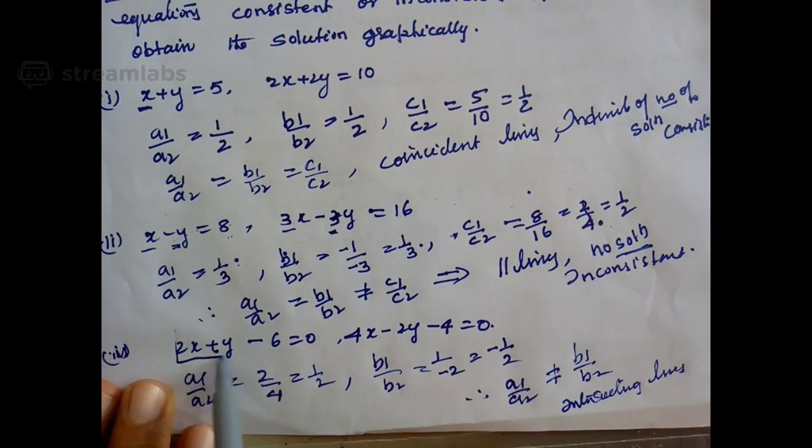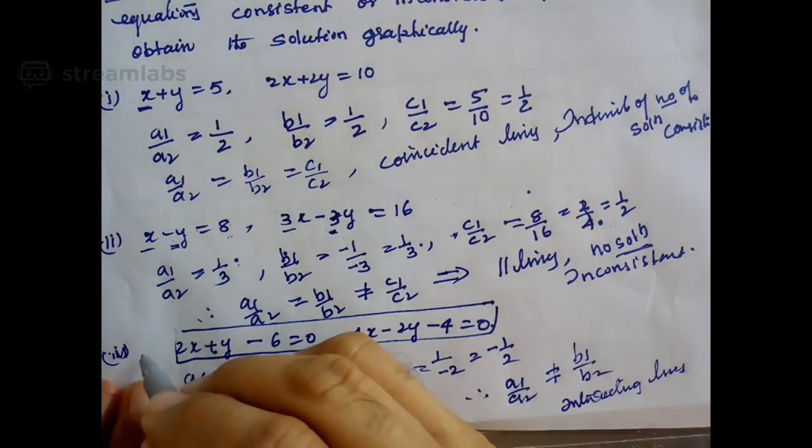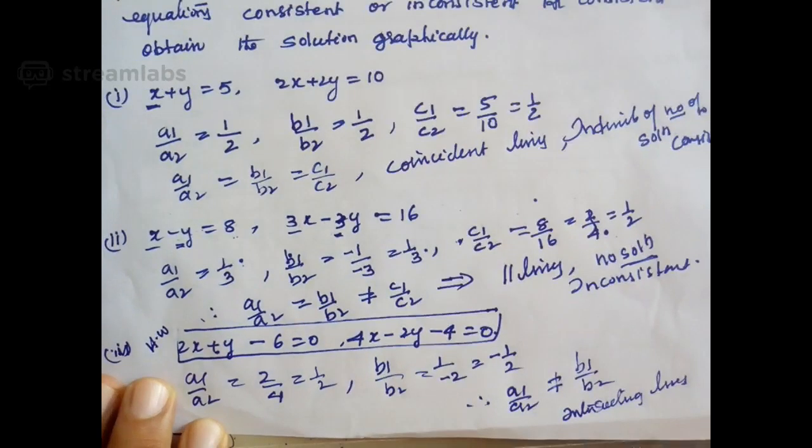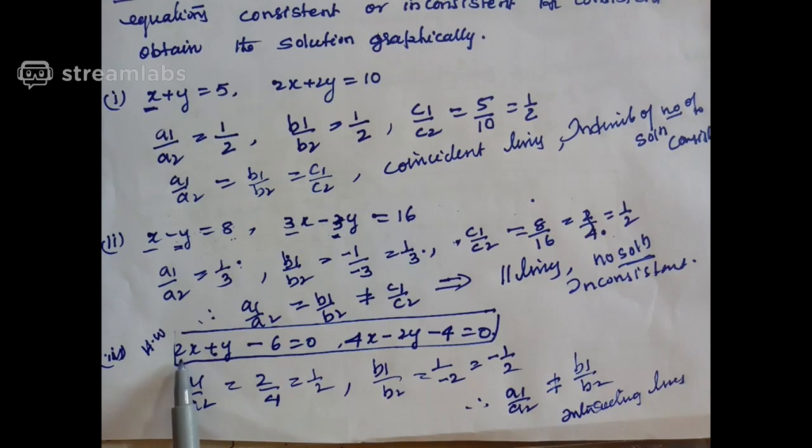So that you can draw this graphically. Take this down also as homework to draw the graph. We can solve this graphically, because they asked which of the following pairs of linear equations are consistent or inconsistent. If consistent, obtain the solution graphically. Only you can plot the graph for this one, that is 2x plus y minus 6 is 0 and 4x minus 2y minus 4 is equal to 0. Draw the graph and find the solution for this.